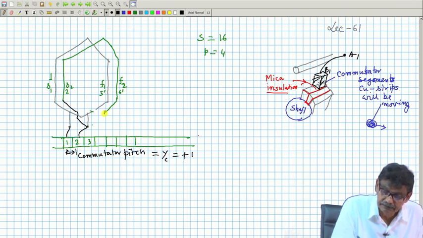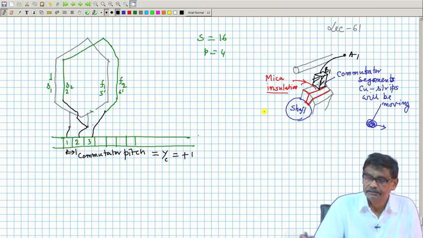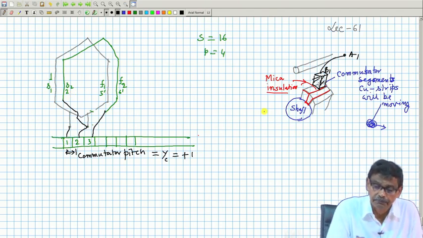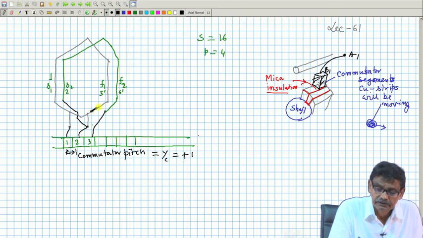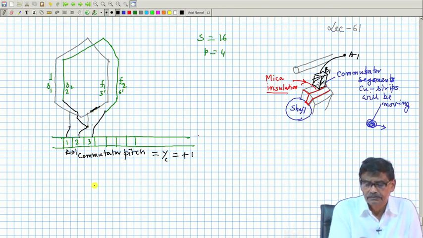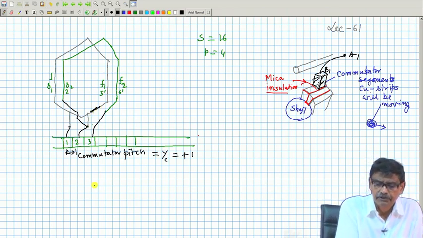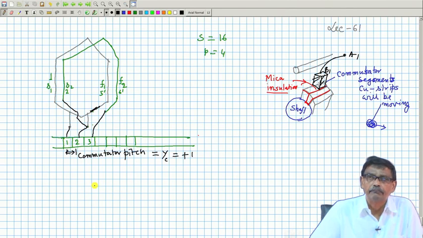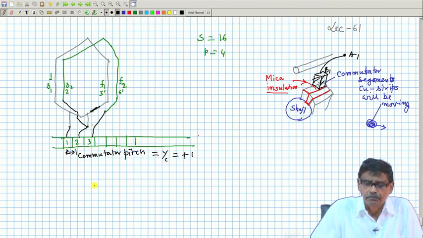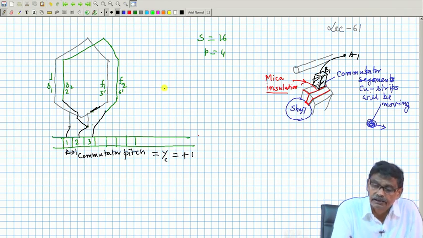Like this. Then S3, it will continue like this. So, this is called commutator pitch. This is the difference between the commutator segment numbers of a particular coil, which happens to be plus 1 in case of lap winding.